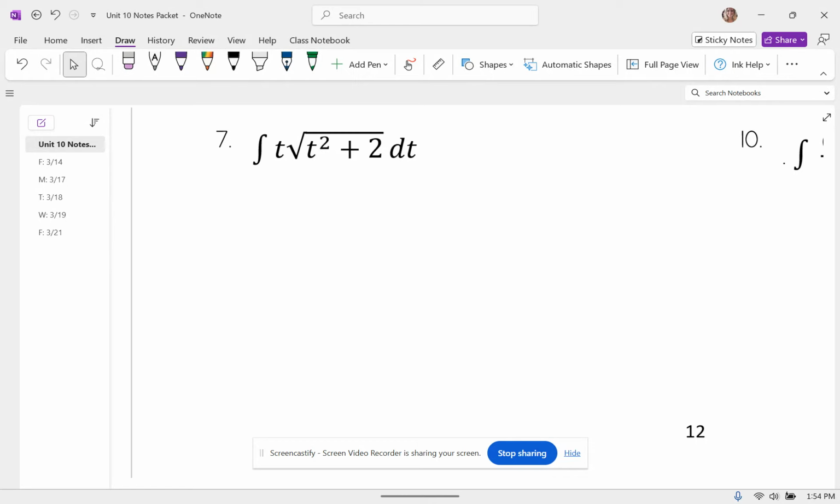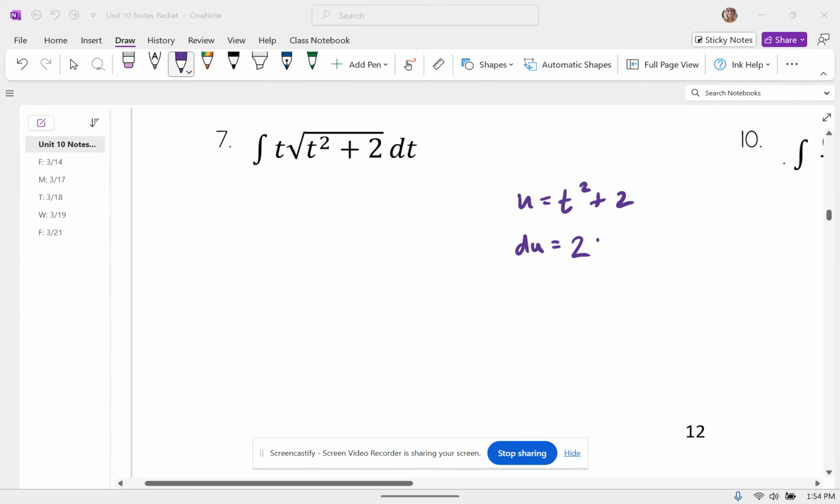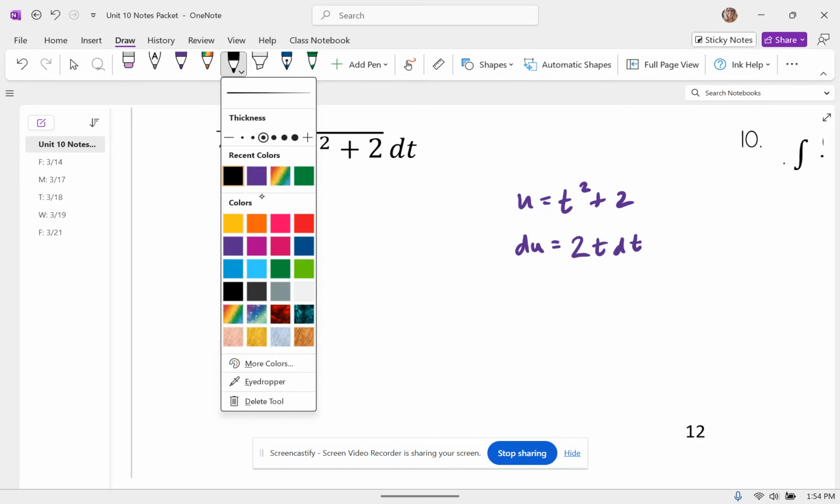u equals t squared plus 2. Would you like a drum roll? Jason, du is what? 2t dt. Who did you forget? Oh, I almost wrote it for you. I'm used to the x. Connor, make a judgment call. We have to divide. Yep, we have to divide. Good job.